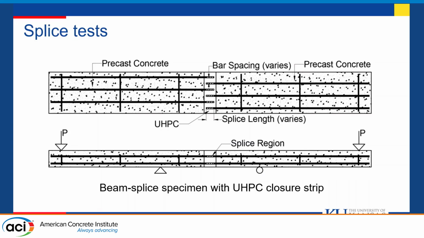So our splice test consists of 2 precast concrete side panels connected together, or spliced together, with ultra high performance concrete. As shown in this picture, you can see 2 precast concrete panels being spliced with UHPC, and these precast side panels were cast with conventional concrete.